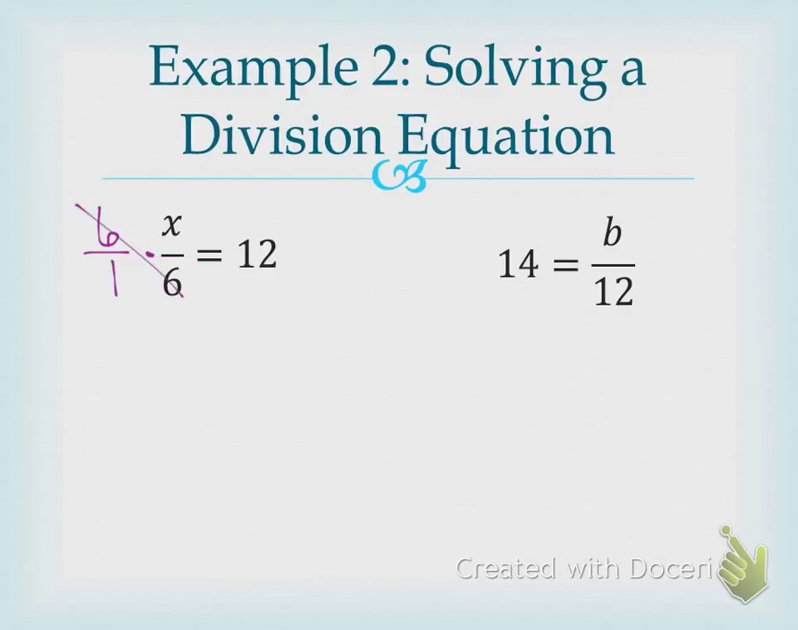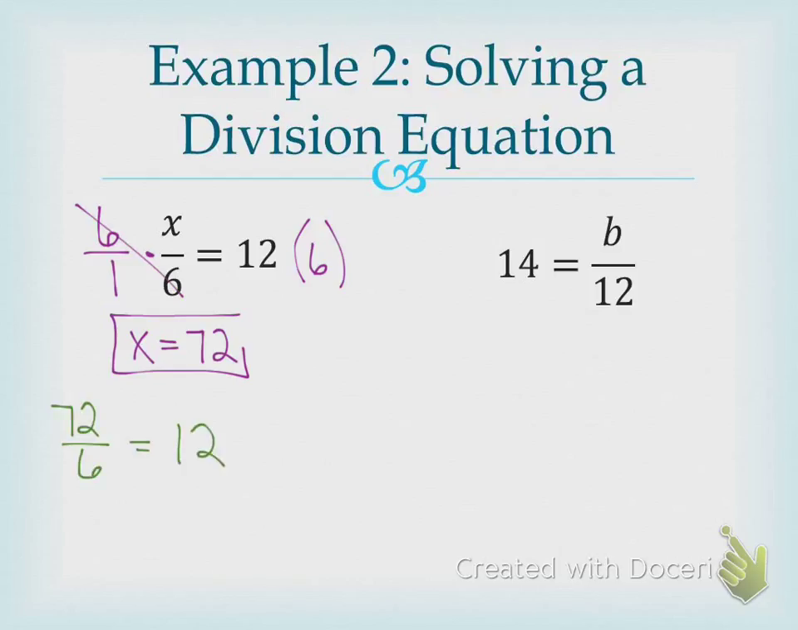So if I multiply one side by 6, what do I have to multiply the other side by? 6. So what's 12 times 6? 72. Okay? And if I check it, is it true that 72 divided by 6 is 12? Yep. All right, so I would say 12 equals 12, and it checks out. All right, I want you to try the second one.